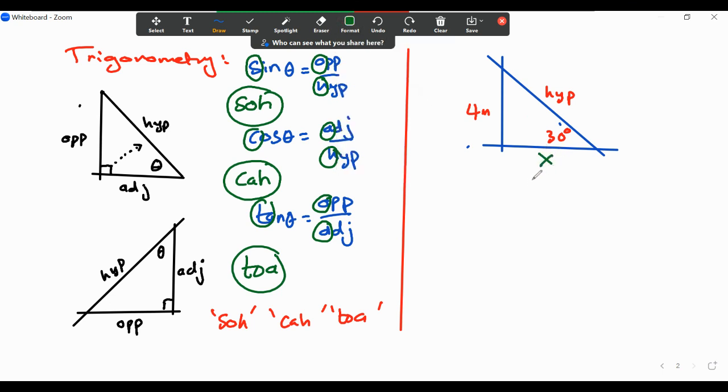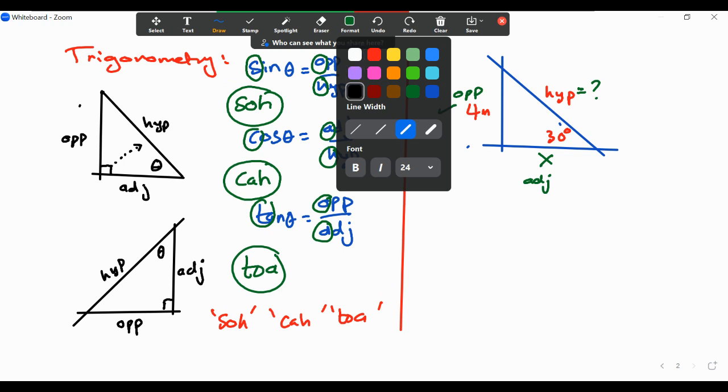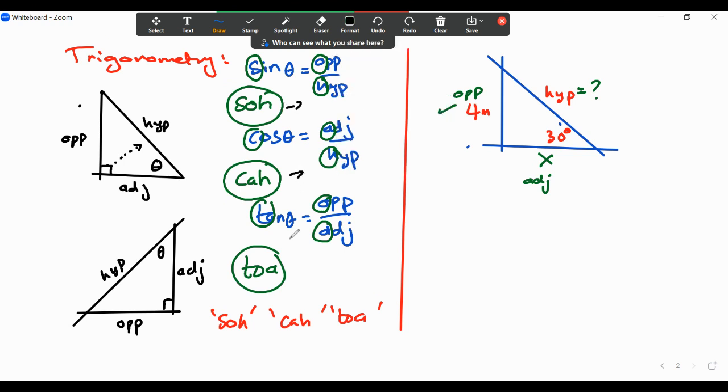They're not asking me for the adjacent. They've given me the opposite, and they want me to find the hypotenuse. So the trick here is to choose the correct trigonometric formula to use.